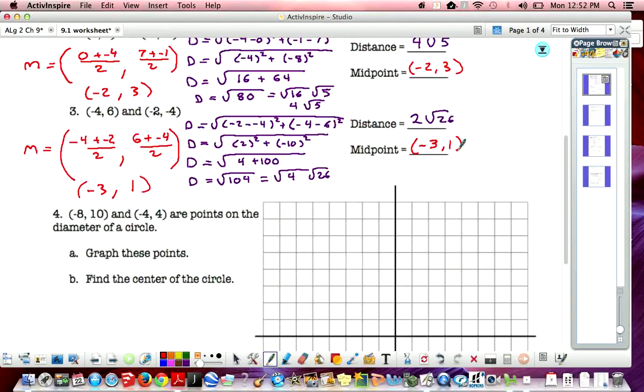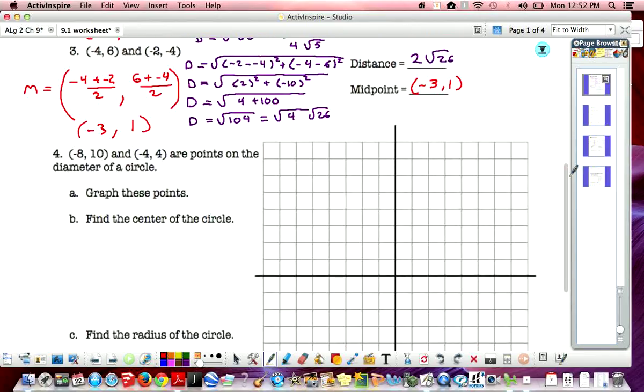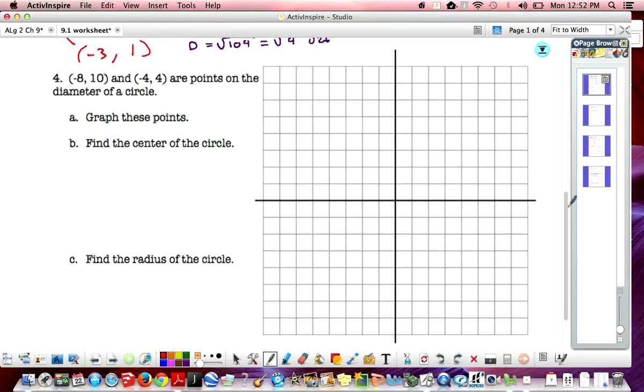All right, that takes care of our first 3 problems. On number 4, we're going to apply some of these formulas to a circle. So, first of all it says negative 8, 10.